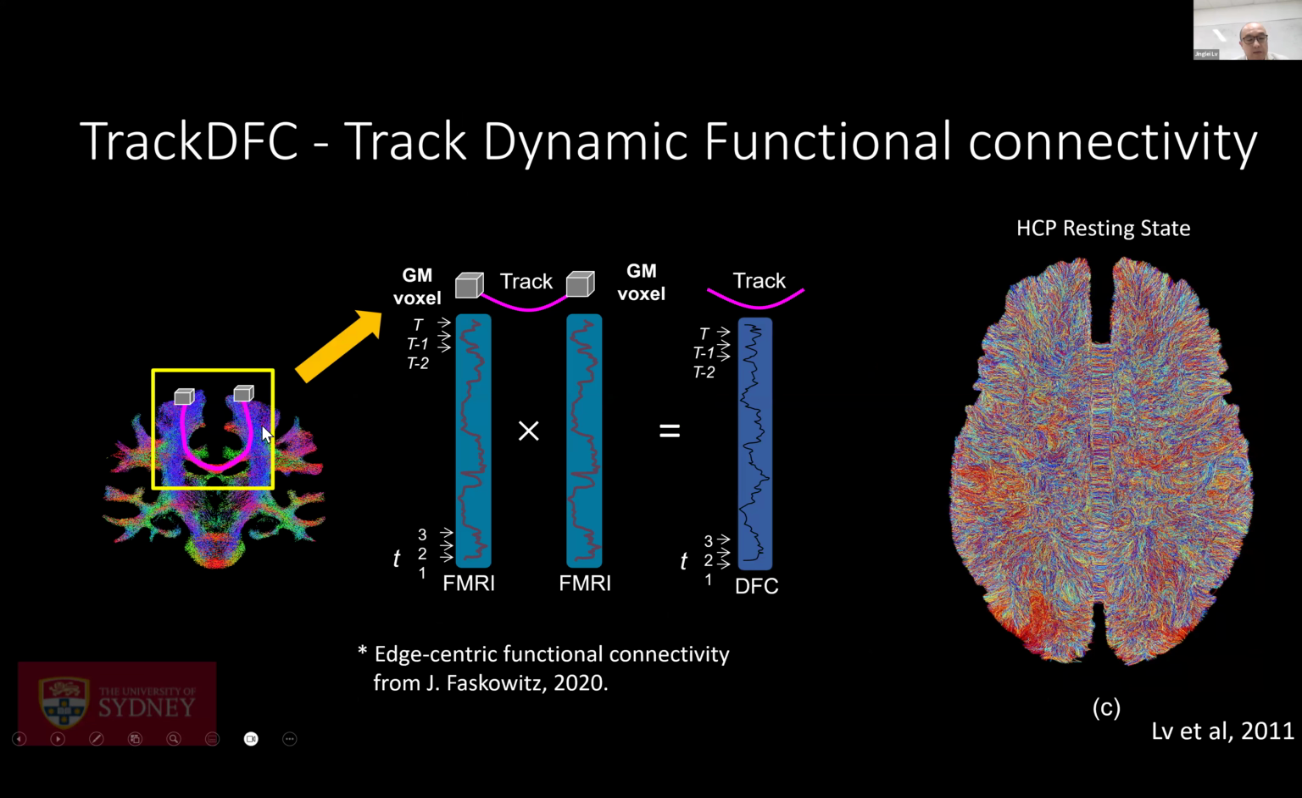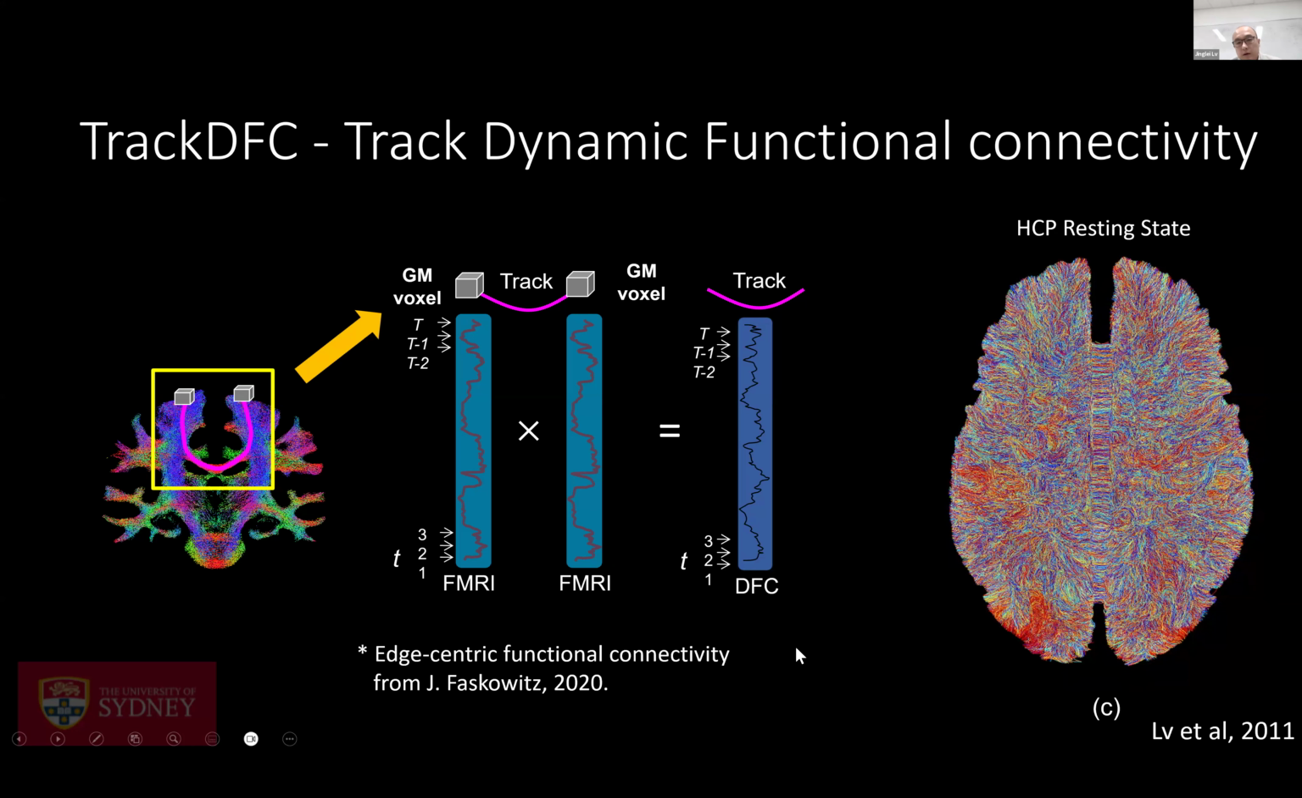and with the gray matter voxel location, we can find the corresponding fMRI time series. Here we simply multiply the two signals, then we generate one single time series. We call it the Tract-DFC. So this signal is associated with each white matter tract, and it reflects the functional co-fluctuation or the covariance of the gray matter regions this tract connects.